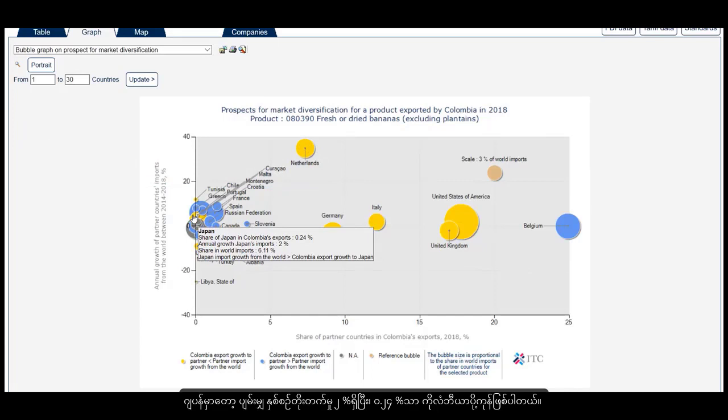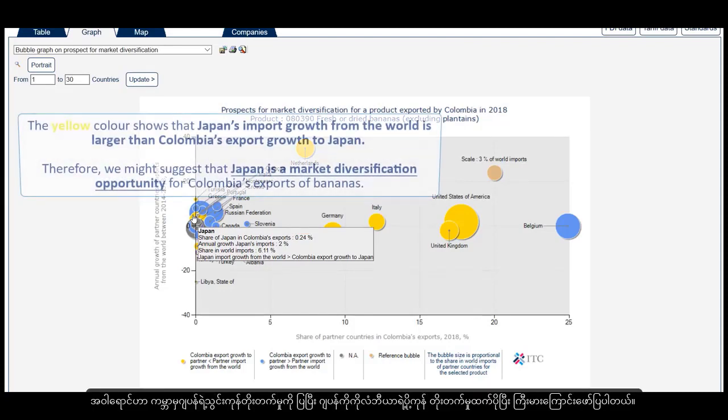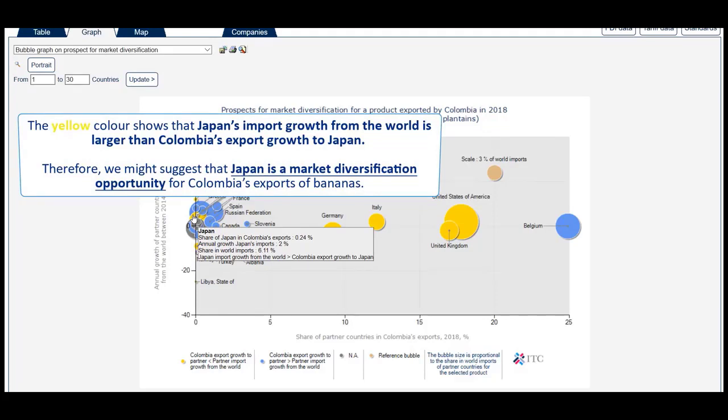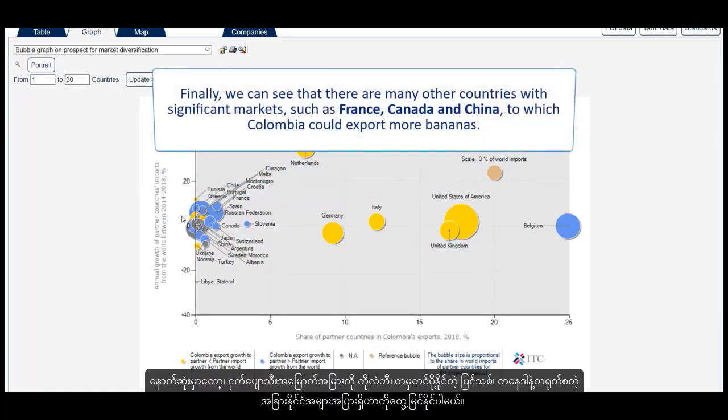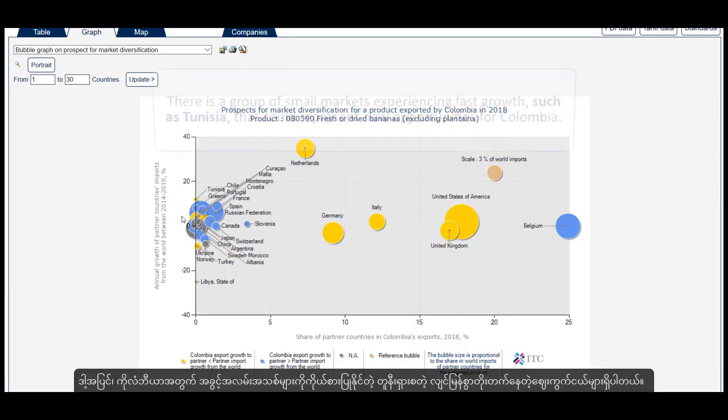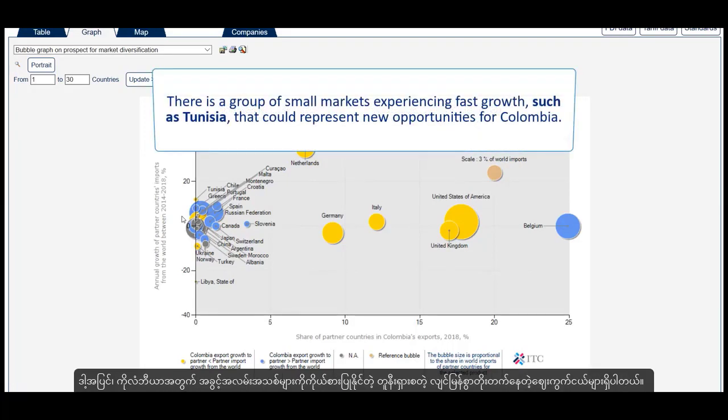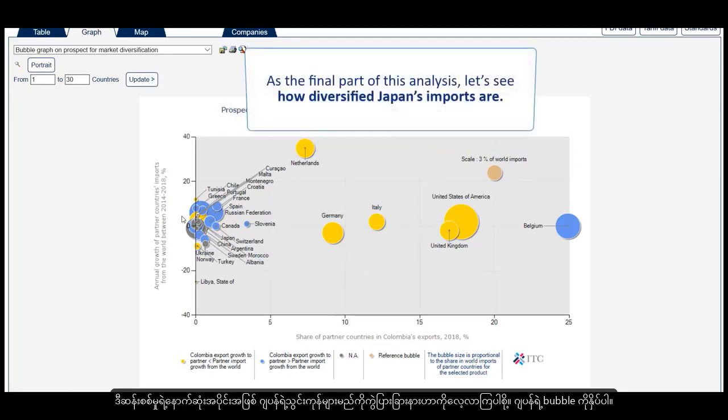Japan has an average annual growth of 2% and only has 0.24% of Colombian exports. The yellow color shows that Japan's import growth from the world is larger than Colombia's export growth to Japan. Therefore, we might suggest that Japan is a market diversification opportunity for Colombia's exports of bananas. Finally, we can see that there are many other countries with significant markets, such as France, Canada, and China, to which Colombia could export more bananas. Furthermore, there is a group of small markets experiencing fast growth, such as Tunisia, that could represent new opportunities for Colombia. As the final part of this analysis, let's see how diversified Japan's imports are.